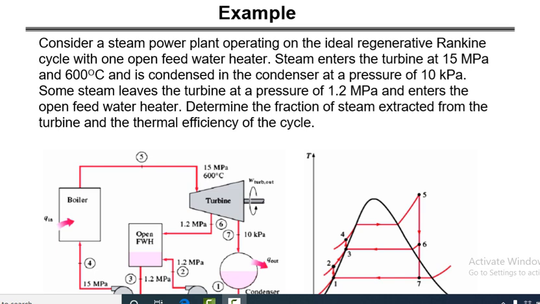Good morning students. Today we are going to take numericals based on the feed water heater, that is the open feed water heater and the closed feed water heater. In this topic we discuss some methods for how to solve these numericals.